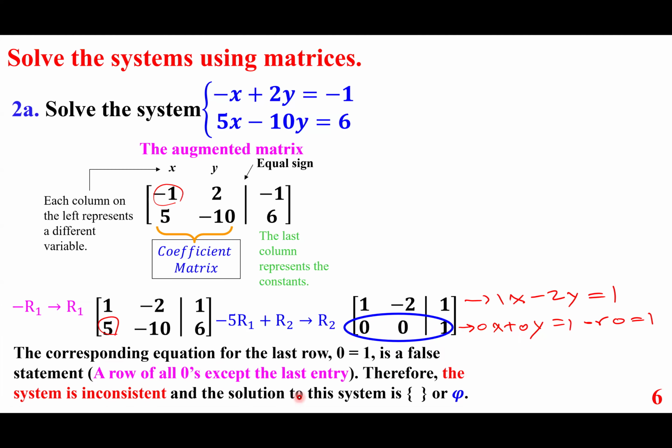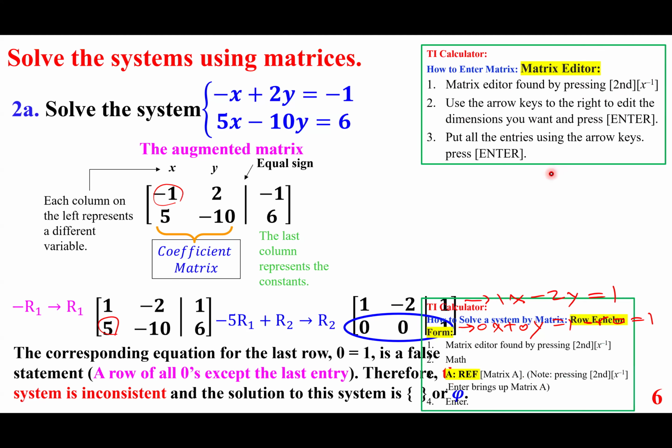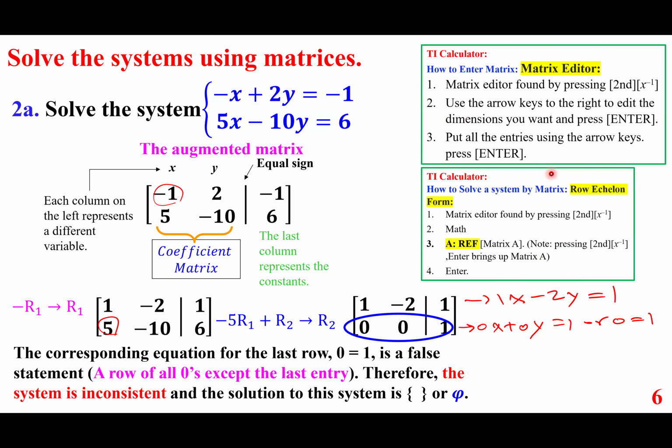We could use calculators for matrices for the sake of argument. Here's how we use that. How to enter matrix editor. Matrix editor found by pressing second x to the power -1. Use the arrow key to the right to edit the dimension and then enter. And you can go to the math and do REF, for example. So let me actually show you.